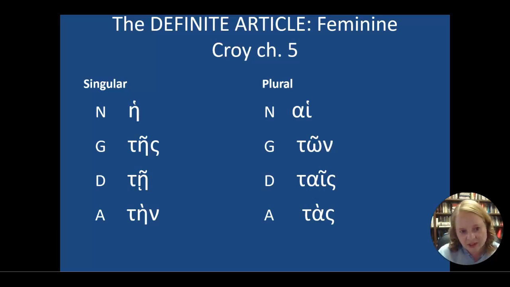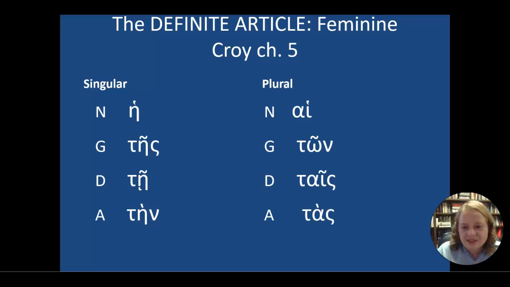Like if you take a look at these for just a moment, hē and hai that are at the top, and I'm saying those because they have a rough breathing mark over them. Those are the nominatives. That's the subject, singular and plural, and that's the one you just need to learn. But tōn, which is the plural genitive, is going to be the same in every gender, so that's going to be an easy one for you to recognize.